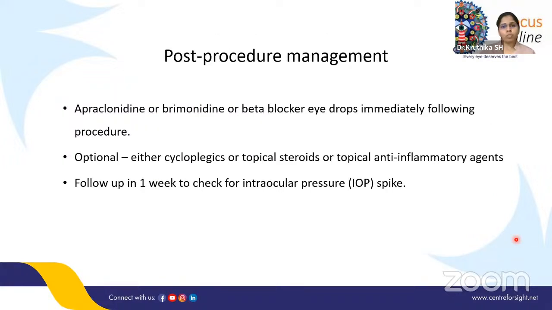How do we manage post the procedure of YAG capsulotomy? We can give apraclonidine or brimonidine or beta blockers, that is topical anti-glaucoma medications, immediately following the procedure. Optionally, we can give cycloplegics, or topical steroids, or topical anti-inflammatory agents. These medications are given for a week, and the patient has to be followed up in 1 week to check for intraocular pressure spike. Usually intraocular pressure peaks at around 1 day, that is 24 hours, and then goes on decreasing. By 1 week, it comes back to normal.